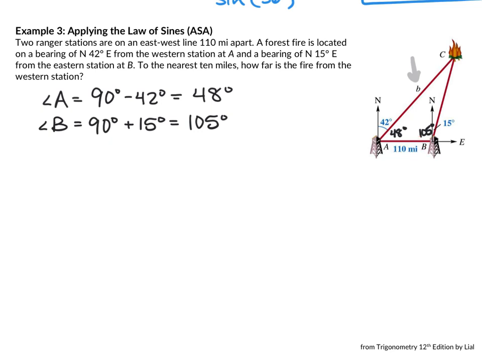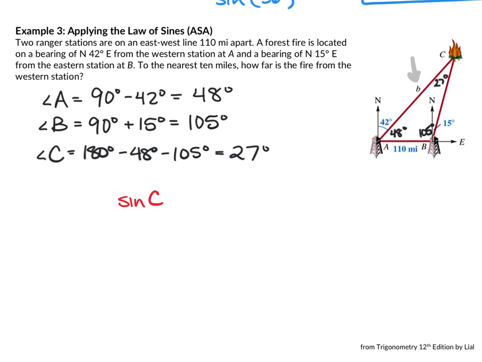Angle C, we're going to use the triangle sum theorem here, which means we're going to do 180 minus 48 minus 105, which is why I knew I needed to solve for all of the angles of this triangle. This is a 27-degree angle. Okay, I know a full proportion now. I know the angle C and I know the side length C. So in my mind, that's what I'm going to write down first.